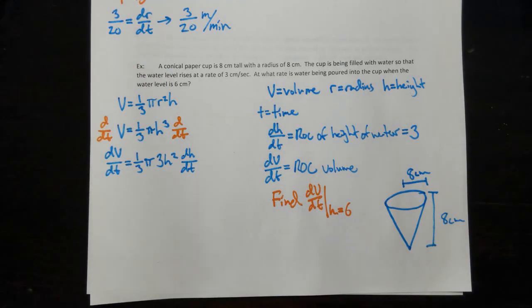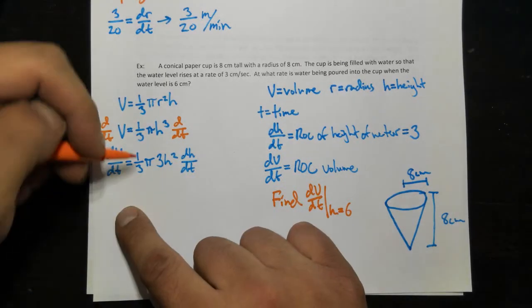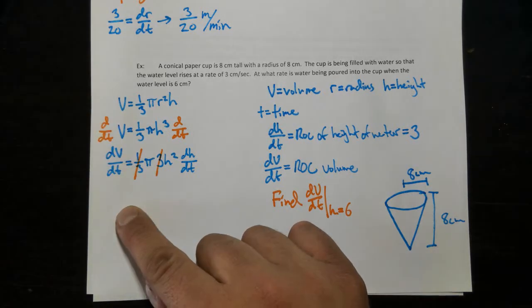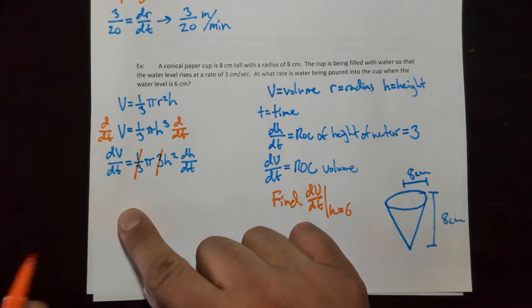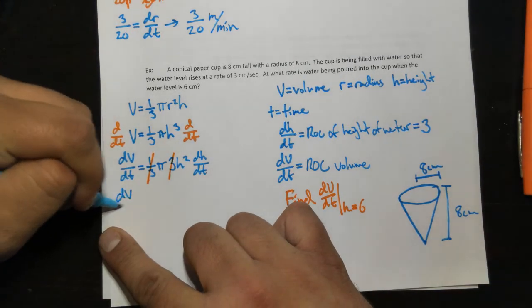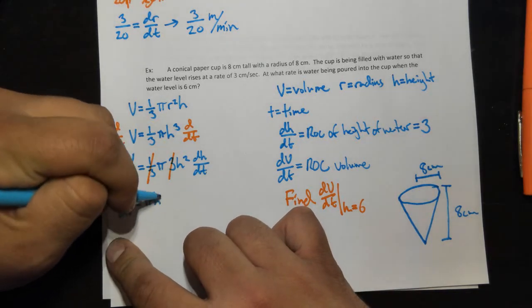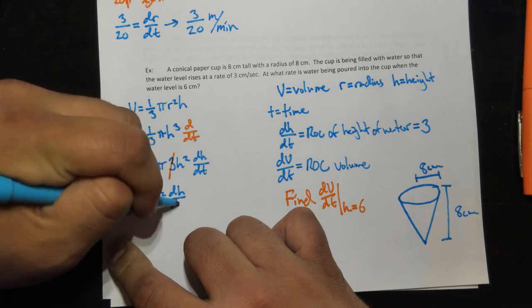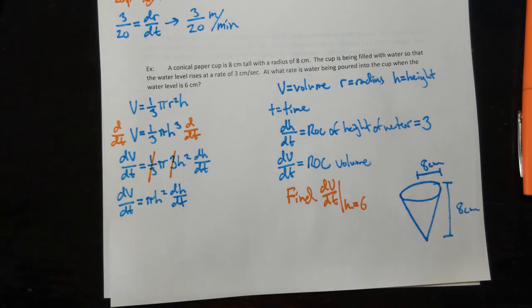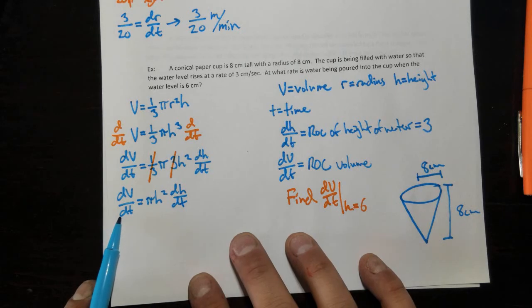Okay. We can simplify this a little bit. This actually cleans up pretty nicely. This 1/3 and this 3 cancel, right? 3 times 1/3 is just 1. So let's go ahead and rewrite this and make it look a little nicer. So this is now pi h squared dh dt. Okay. So let's now plug in our values. First, what are we solving for? We want to find dV dt. So it's already solved for us. So let's just plug in our values.